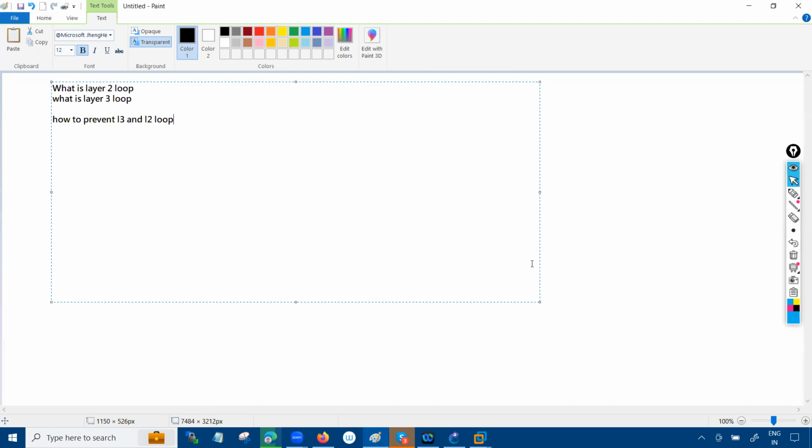In layer 3, we have a TTL field, and based on the TTL field, we are preventing the loop on the layer 3 network. But if I talk about layer 2, in layer 2 we have the spanning tree protocol. Basically, the spanning tree protocol is used to prevent the loop. We don't have a TTL concept in our layer 2 header.